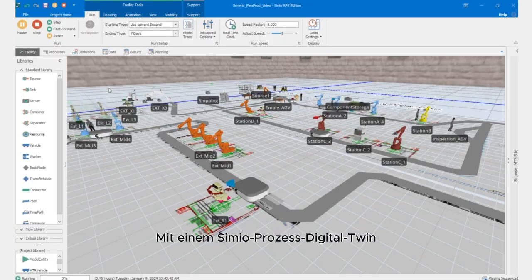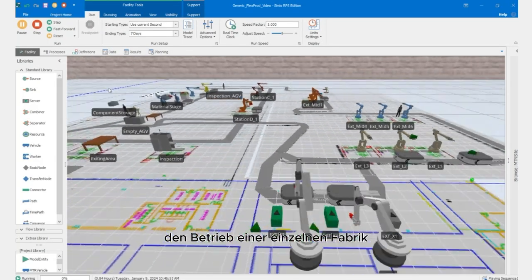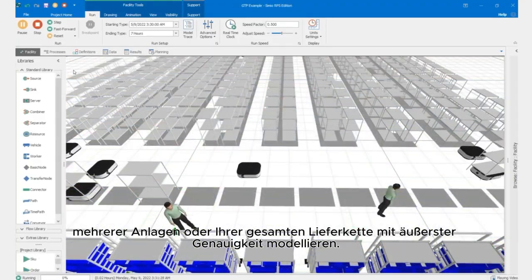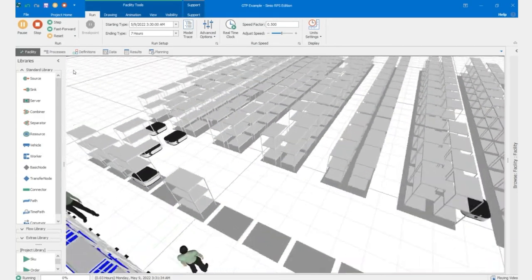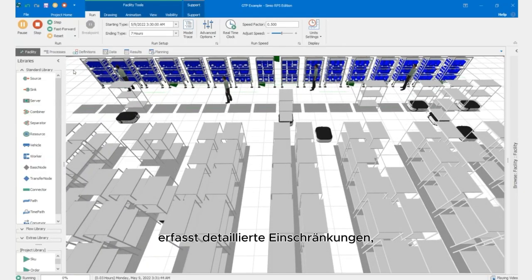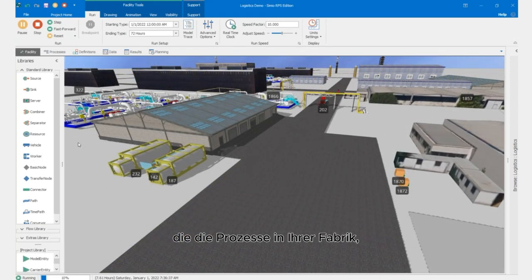A Simio process digital twin empowers you to model the operation of a single factory or warehouse, multiple facilities, or your entire supply chain with extreme accuracy. The Simio process digital twin fully captures detailed constraints, business rules, and decision logic governing the processes within your factory, warehouse, or supply chain.